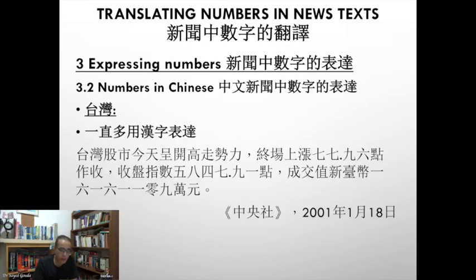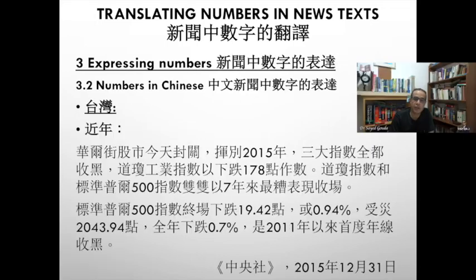In Hong Kong, they use both, but now they tend to use the Arabic numbers much more, because using the Arabic numbers really saves space on the page, and this is what they need.